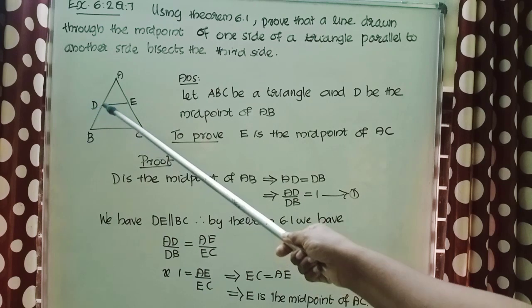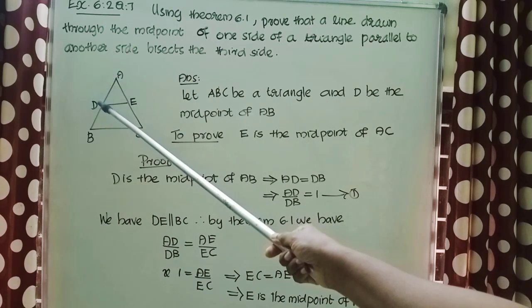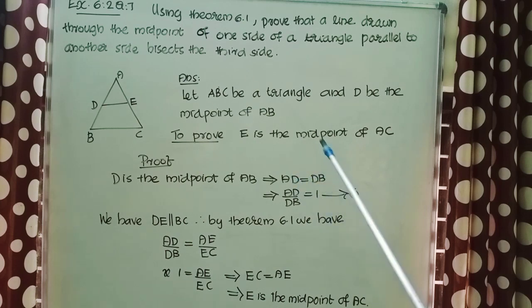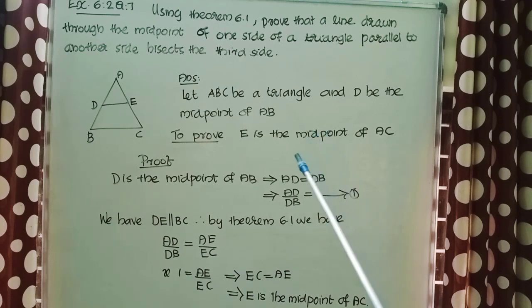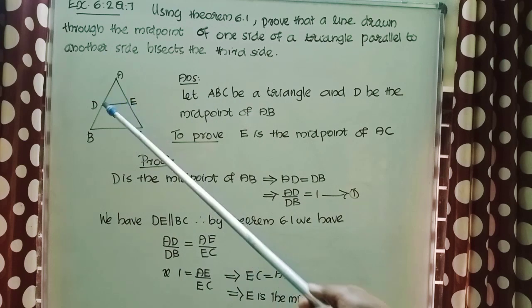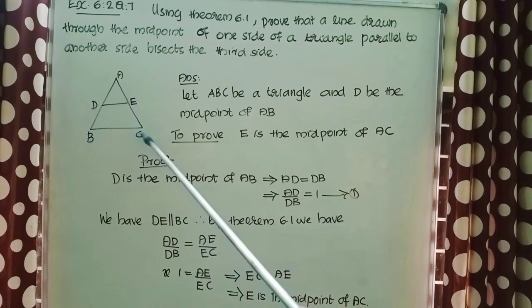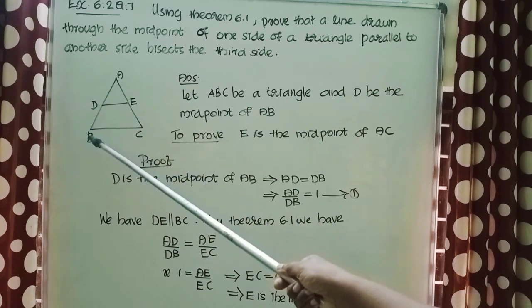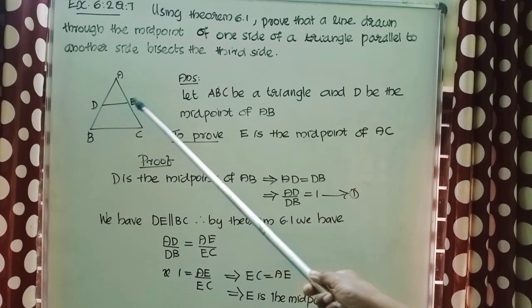Here we know D is the midpoint, so these two parts AD and DB are equal. So we can write AD equal to DB. Take this DB to the left side, then the remaining is 1. So we can write, therefore, AD by DB equal to 1. Keep it as equation number 1. Now by our theorem we know if DE parallel to BC, then AD by DB equal to AE by EC.